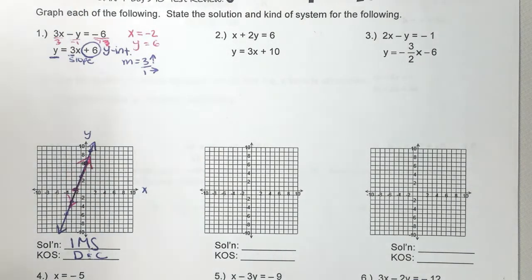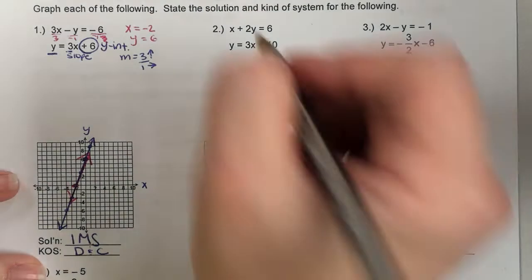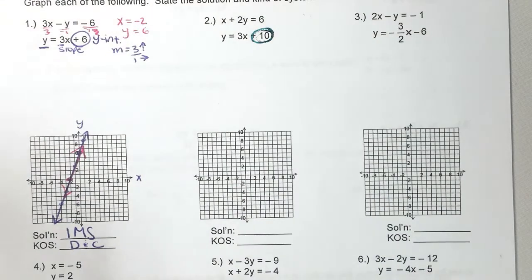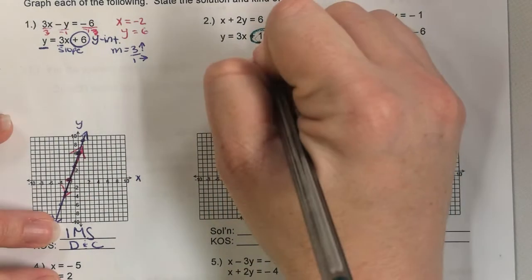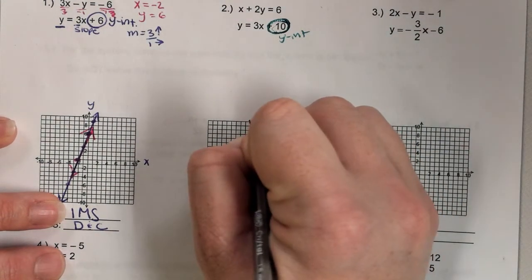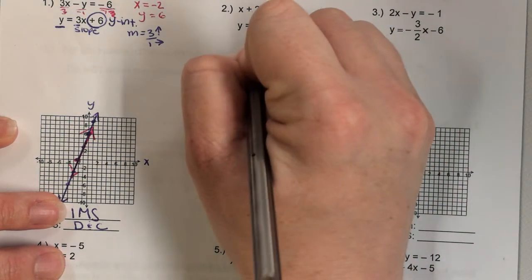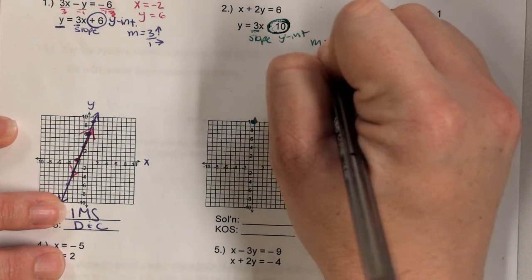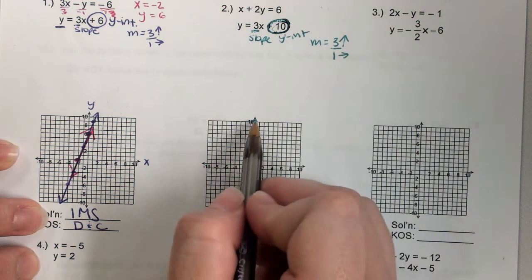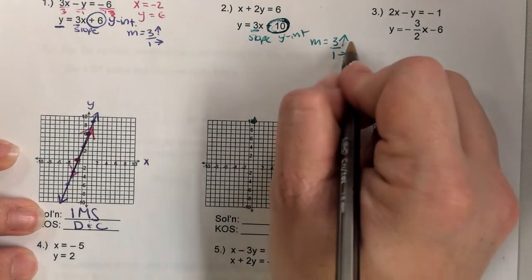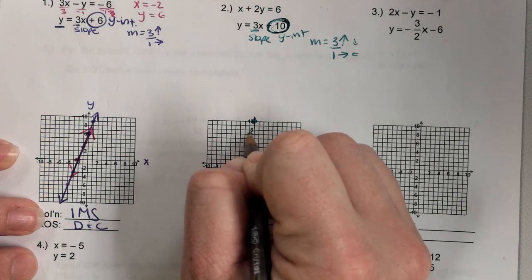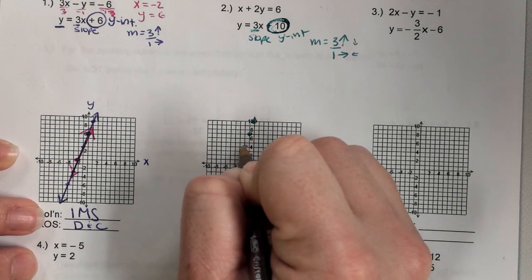Okay, so let's try the next one. So again, I'm going to graph the one that's already y equals first. So plus 10 is my y-intercept. So on my y-axis, I'm going to put a point at 10. 3 is my slope. M equals 3, which is the same as 3 over 1. Now, it's rise 3, run 1, but I can't do that. So I remember I can do opposite, opposite, which would be down 3, left 1. So down 1, 2, 3, left 1.